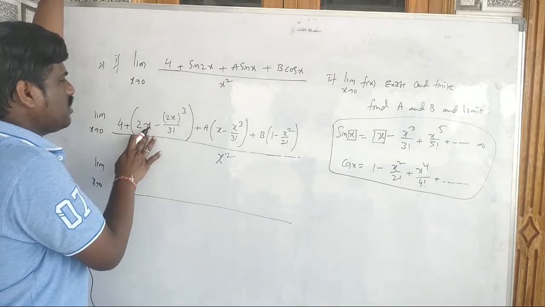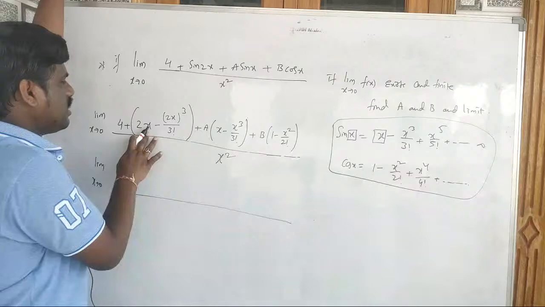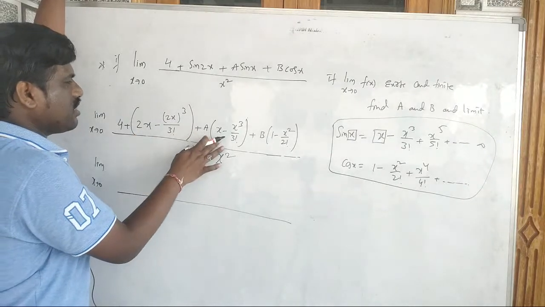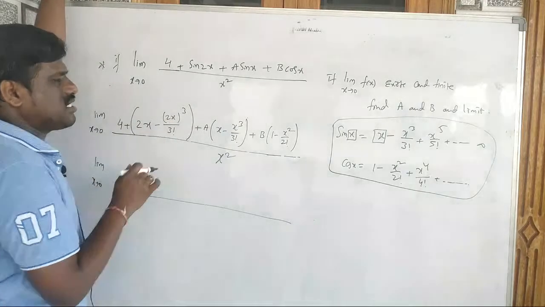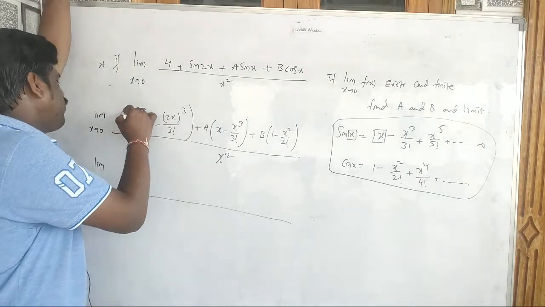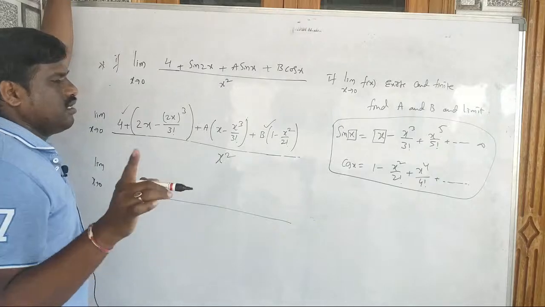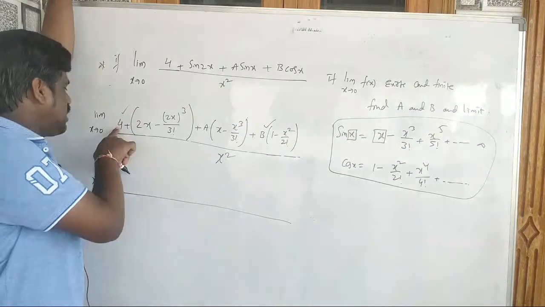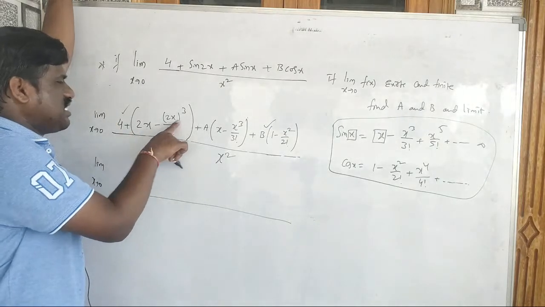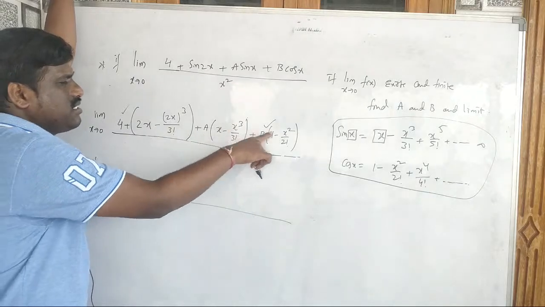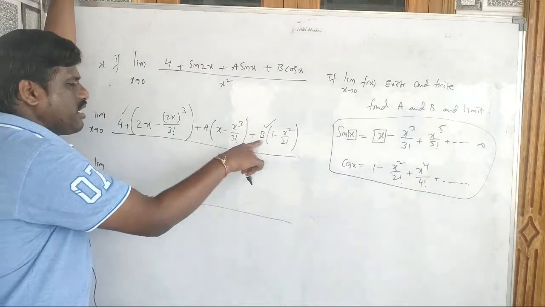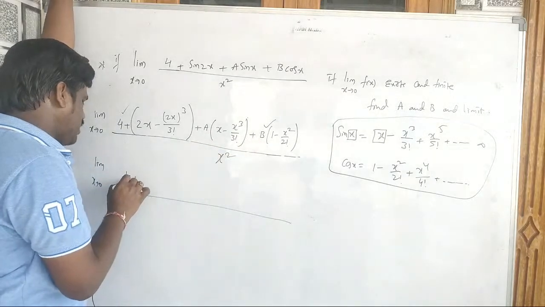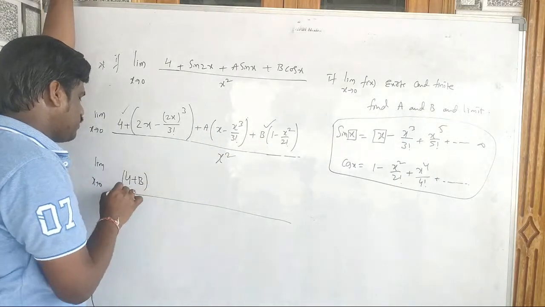Okay, 2x. I can take x common here. No need. Yeah, write the constant terms. Constant is here 4 and here b. What are the constants here? Here I'll get 4. Here x is there, x cube is there, x square is there. Here b. So the constants are 4 and b. So I can write 4 plus b is the constant.